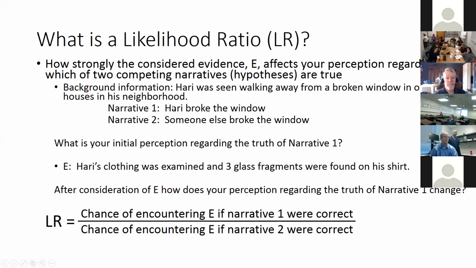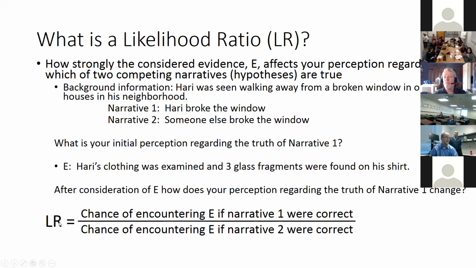So just given this information, we may form some initial perception regarding how confident we are that narrative one is true, being that Hari broke the window. And then additional information may be collected, and suppose that information is when Hari's clothing was examined, 3 glass fragments were found on his shirt. So this is now new information, and our question is, after considering this new information, how does the perception change regarding the truth of narrative one?